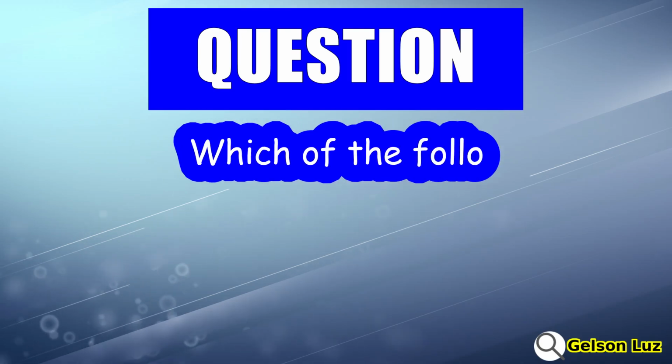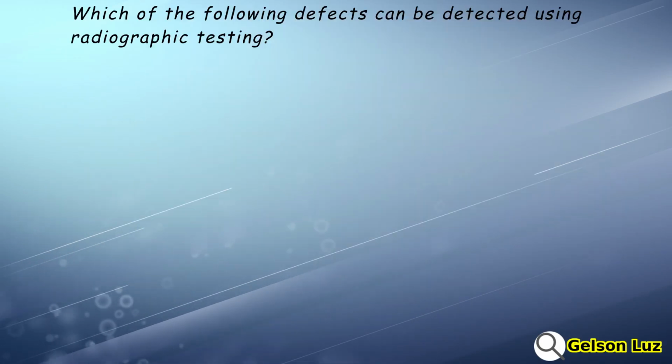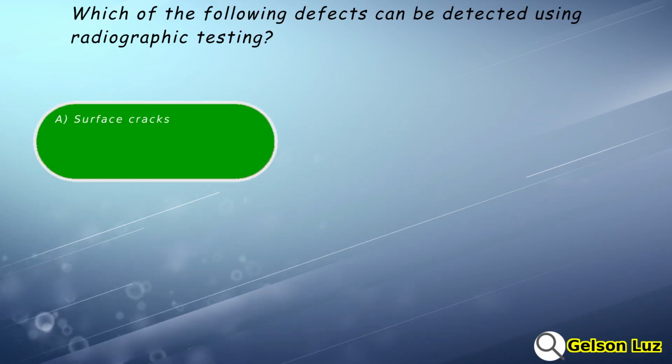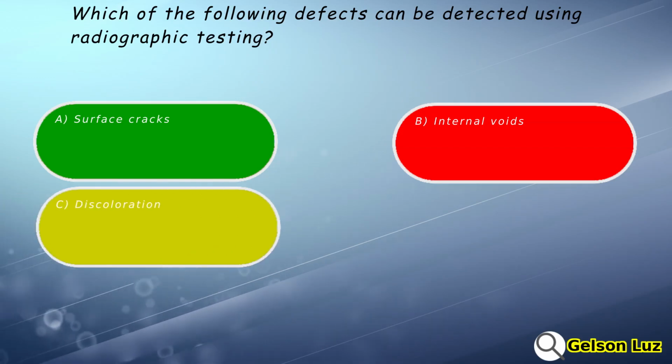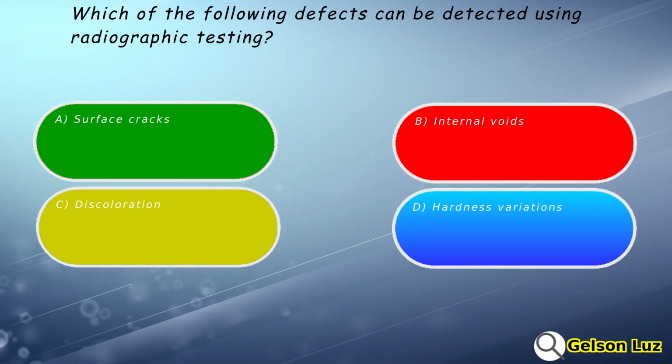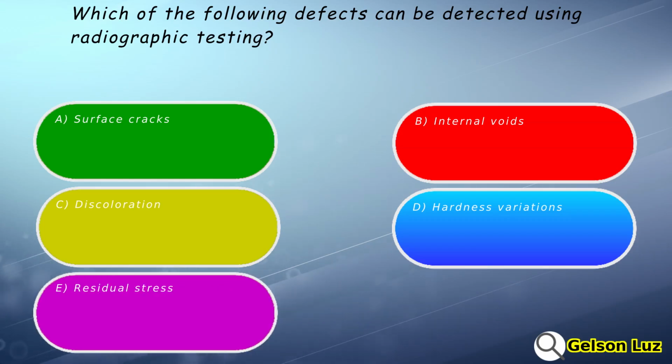Which of the following defects can be detected using radiographic testing? A. Surface cracks. B. Internal voids. C. Discoloration. D. Hardness variations. E. Residual stress.